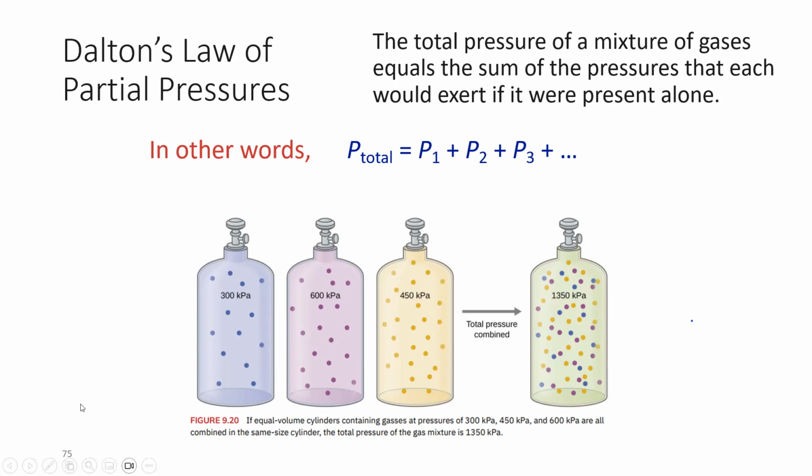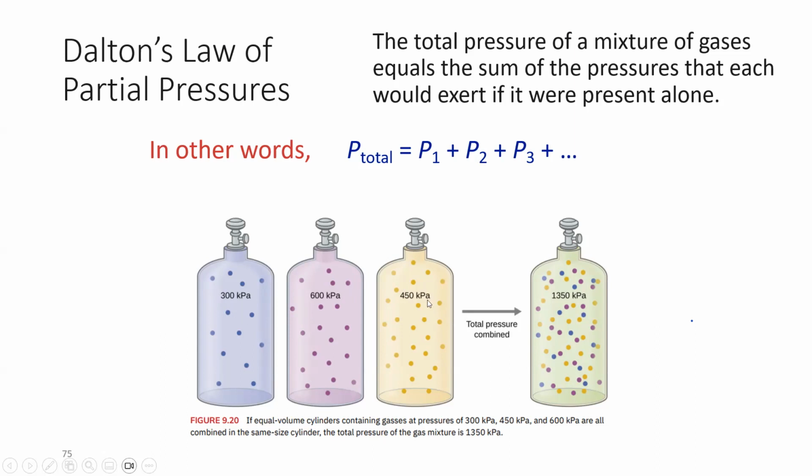So when we're looking at Dalton's law of partial pressure, it's essentially just saying if we have a mixture of gases, the total pressure of all of those gases is just going to be the sum of each of those individually. So in this case, if we had a canister filled with gas A, B, and C, and gas A had a pressure of 300 kilopascals, B was 600, and C was 450, we could figure out the total pressure of that mixture just by adding each of those together.